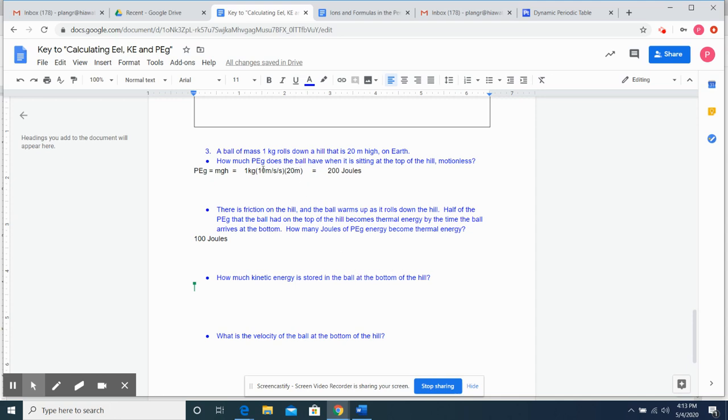Okay, at zero height, this whole equation is zero for potential energy, which means that it all must be in kinetic energy and thermal energy. So that would be 100 joules, again, left. So I'm going to go ahead here and write 100 joules of kinetic energy.